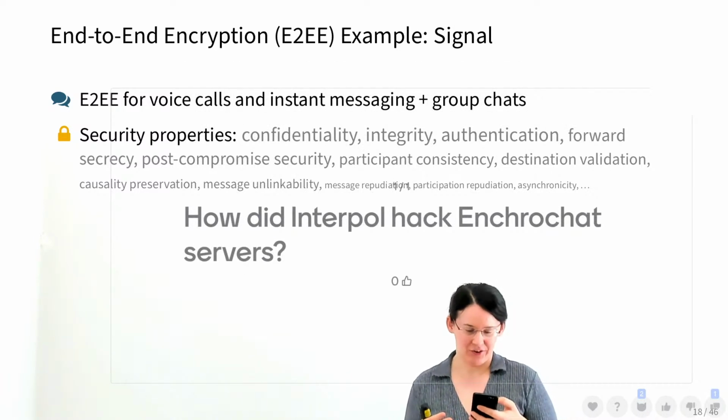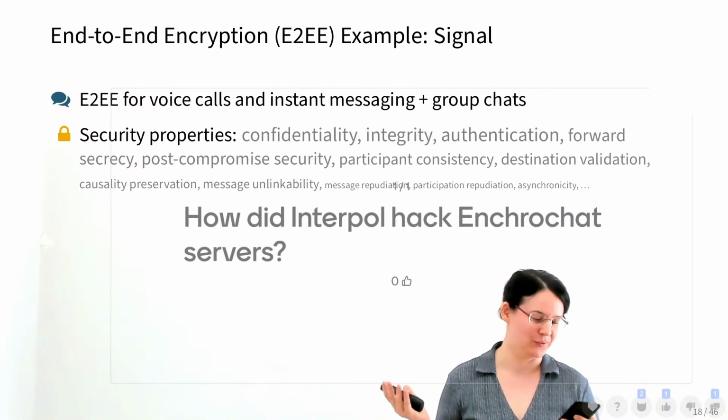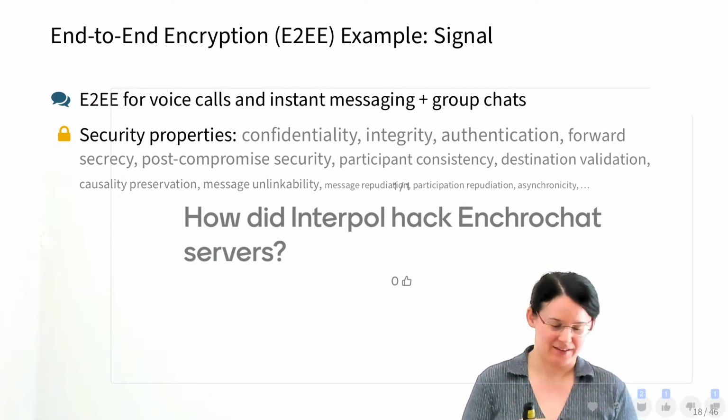Then there's a question, how did Interpol hack the EncroChat servers? Sorry, I have absolutely no clue. I didn't follow that story.